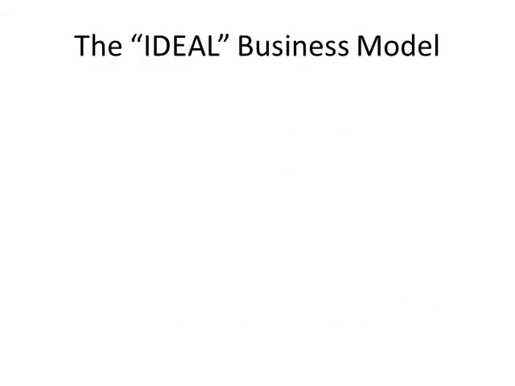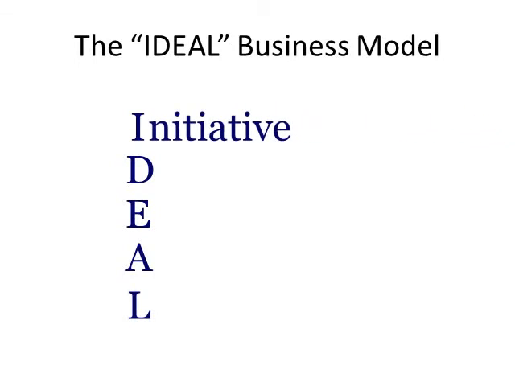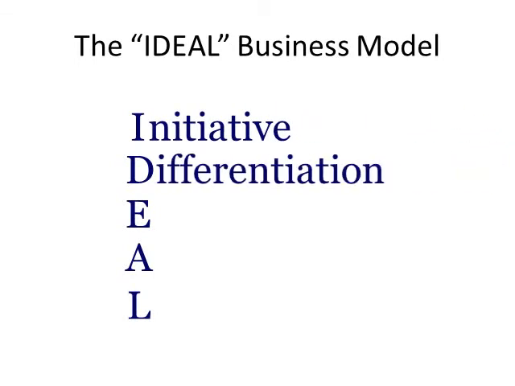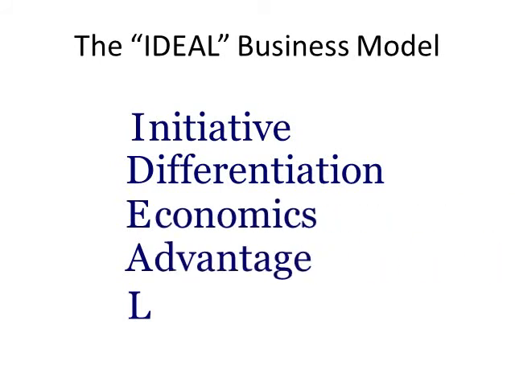In the first three parts of this five-part video series, I introduced you to the meaning of the individual letters in the acronym of my ideal business model, and covered the meaning of the I for initiative and the D for differentiation. Now it's time for the E, or economics, leaving the last two letters for our final video.